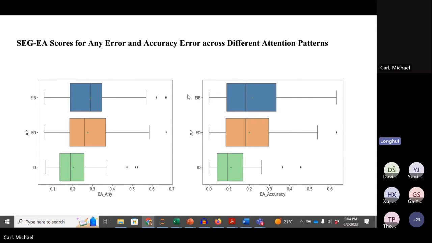So what we can conclude from this box plot is that eye dominant interpreters tend to produce the least errors in the interpreting output, and the ear-eye balanced interpreters tend to produce the most errors. And in terms of different error types, we aggregate the error average for the accuracy errors. We can see it is the same as the last slide. The eye dominant interpreters produce fewer accuracy errors than the other two types, and the ear-eye balanced interpreters produce the most and the most varied accuracy errors among the three types of interpreters. And next slide.